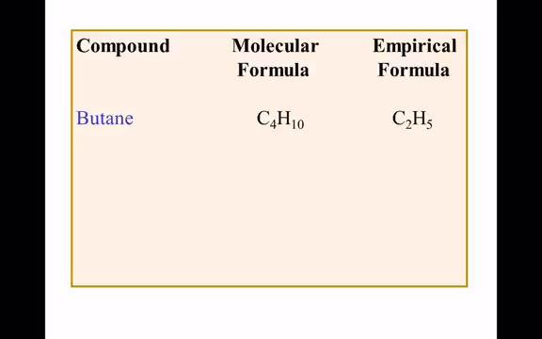So, for instance, this is easiest to show you. The butane molecule has 4 carbons and 10 hydrogens, C4H10. That's it. That's the molecular formula of butane. We can reduce that by dividing both the 4 and the 10 by the number 2. It sounds like Sesame Street right there. Okay, so the empirical formula for butane is C2H5.